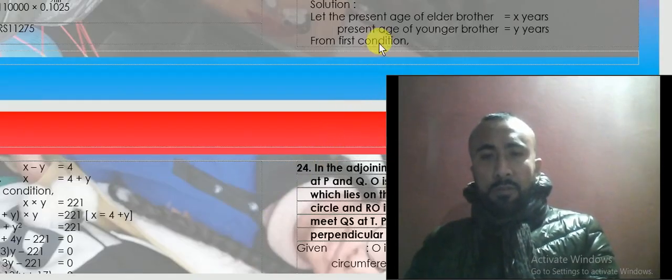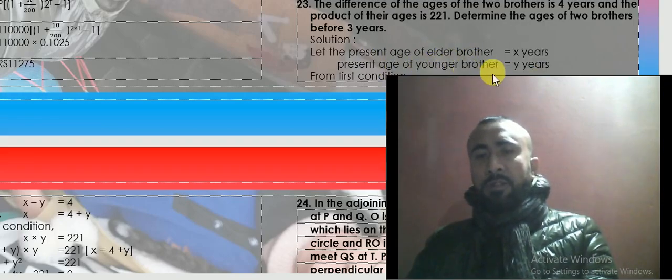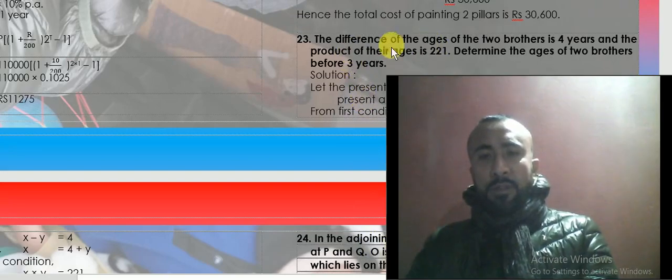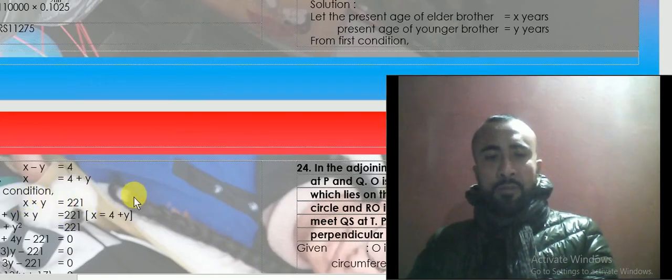Now in question number 23, there are two brothers. The present age of the elder brother is x, and the present age of the younger is y. From the first condition, their difference: x minus y is equal to 4. The second condition is about the product of their ages: x multiplied by y is equal to 221.